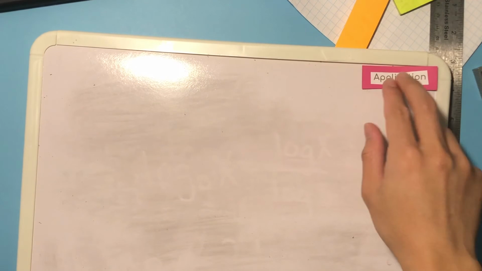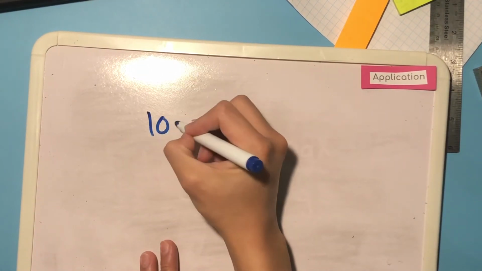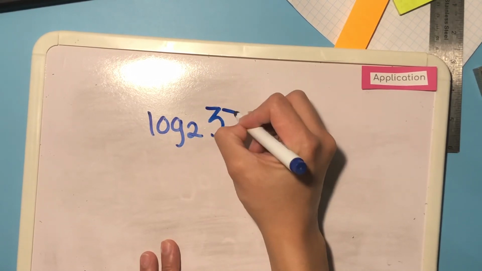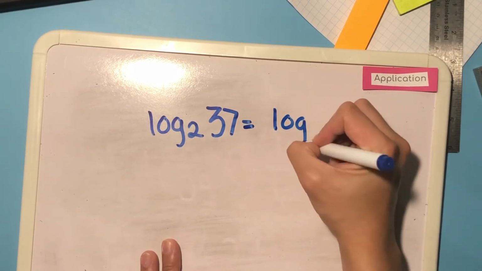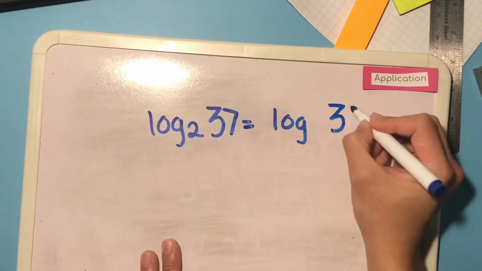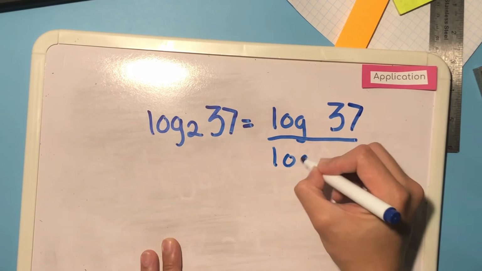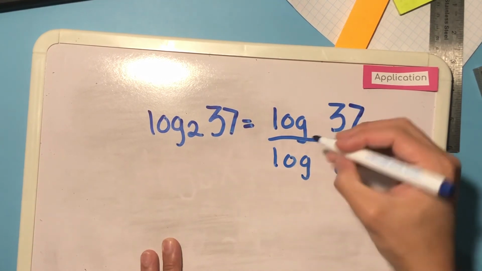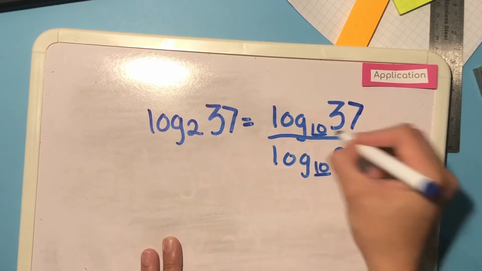Now grab yourself a whiteboard and let's convert our logarithms to the change of base formula with this application. So log to the base 2 of 37 can now equal log to the whatever base of 37 over log to the whatever base of 2. Now, if that doesn't help you, you can always assume in grade 12 that the log would have 10 for the base.